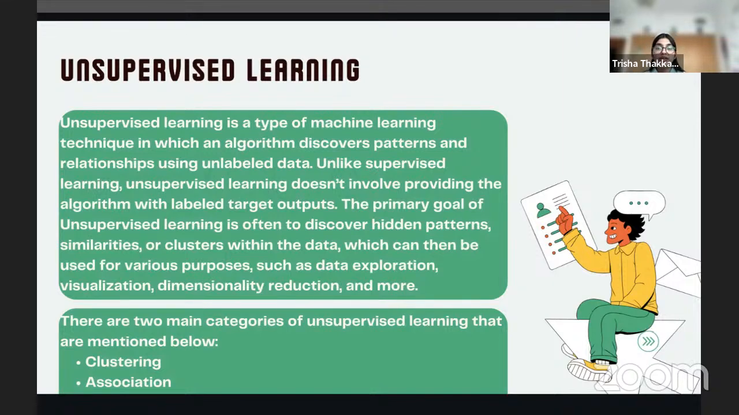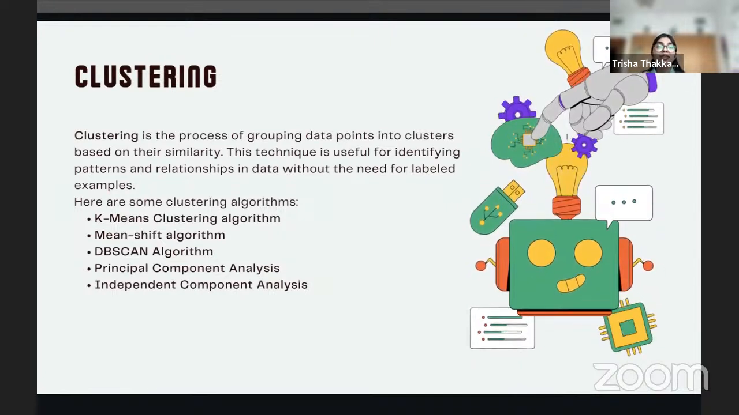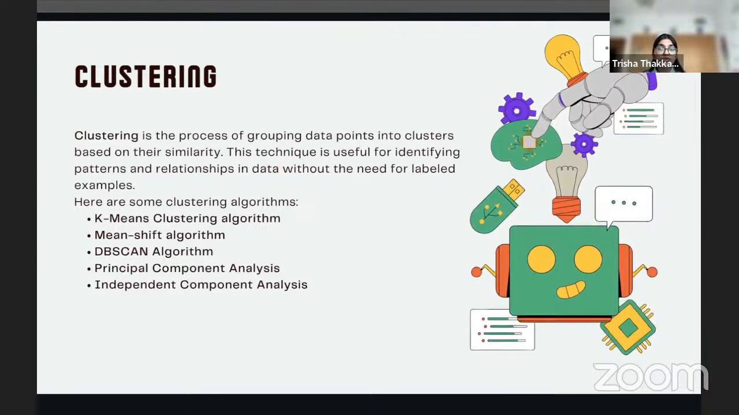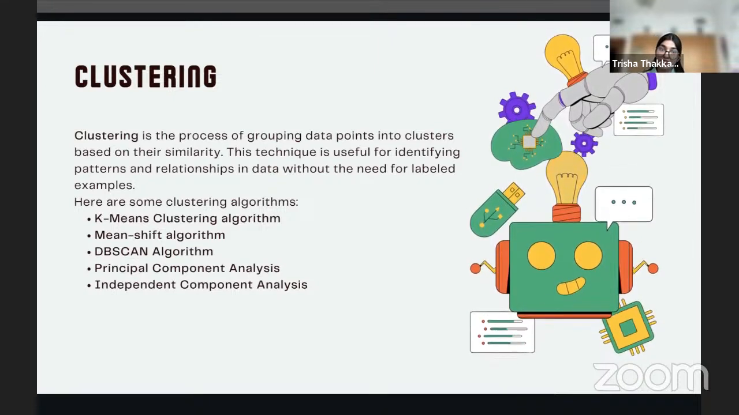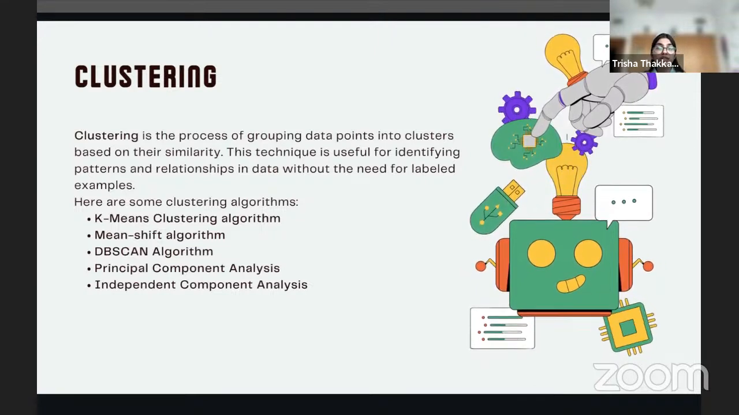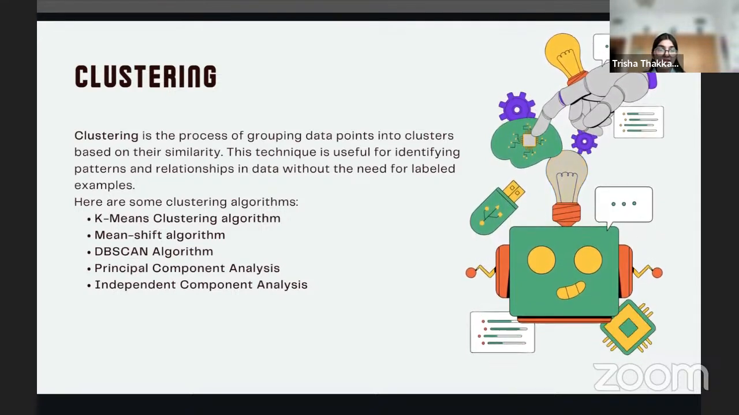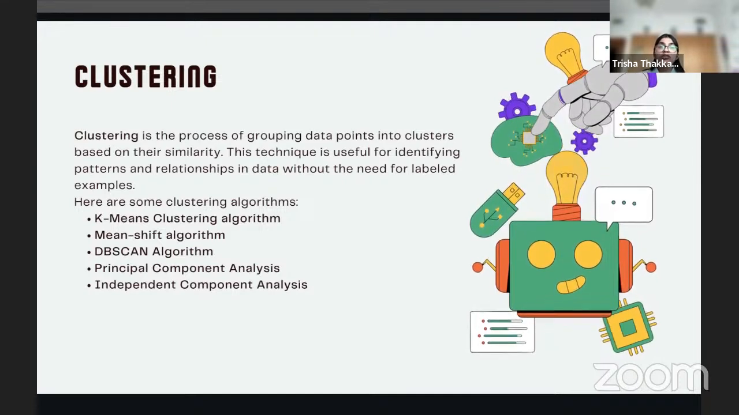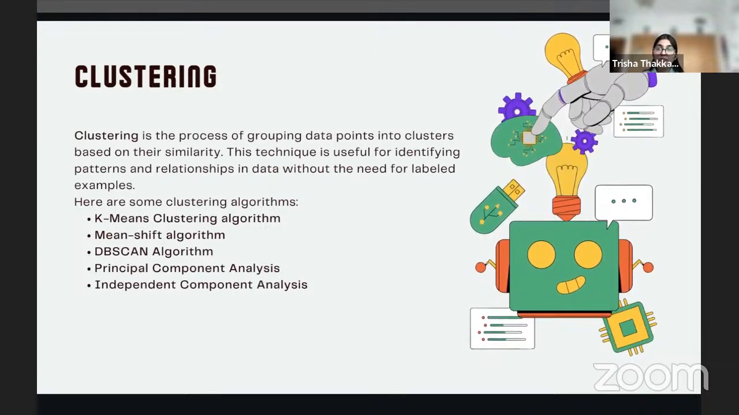This also has two main categories, and it is classified as clustering and association. Clustering. This is the process of grouping data points into clusters based on their similarity. This technique is useful for identifying patterns and relationships in data without the need for labeled examples. A few clustering algorithms would be k-means clustering algorithm, mean shift algorithm, the DBSCAN algorithm, principal component analysis, and independent component analysis. So over here, it checks the data and clusters them based on their similarity and not based on predefined data.